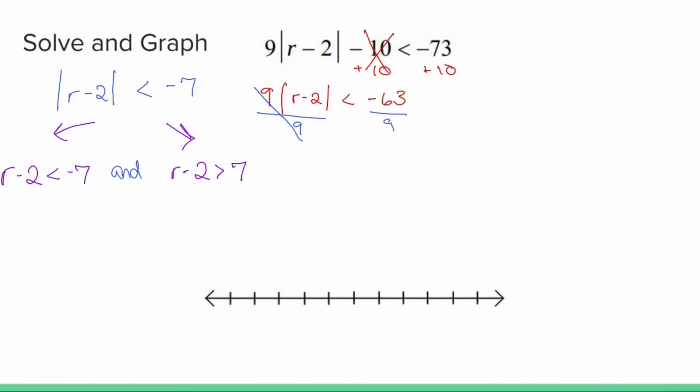So you treat these problems the way you would treat their own individual guys. You add 2, cross you out, r is less than -5. You add 2, cross you out, r is greater than 9. I don't know why that took me so long.